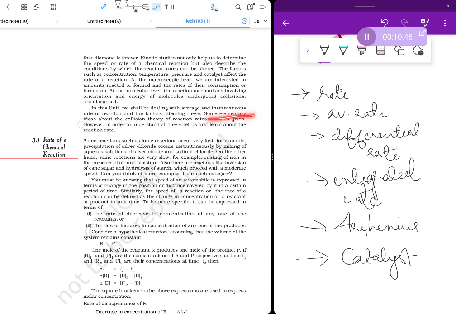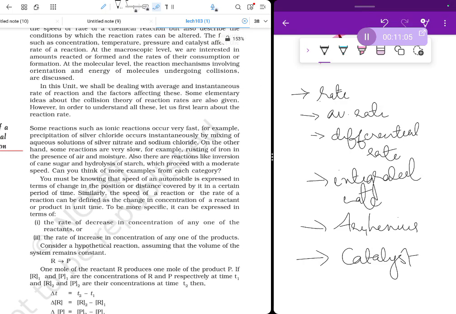Some elementary ideas about the collision theory of reaction rates are also given. However, in order to understand all this, let us first learn about the reaction rate. Collision theory we will also talk about. First thing, the rate of a chemical reaction.